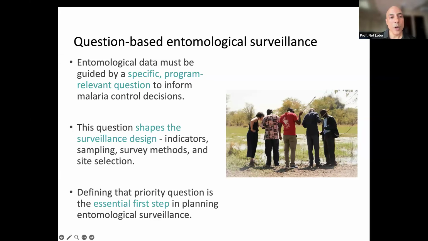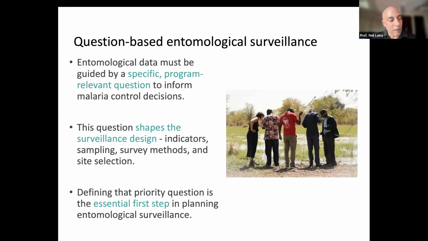So if we want to have a specific question, so then we can answer that question that can directly inform decisions. The specific question that you ask directly shapes the surveillance design. It impacts absolutely everything with your entomological surveillance. It impacts which indicators you collect, the minimal essential indicators. It impacts your sampling, your survey methods, and site selection. It impacts everything. So getting your question right is super important.